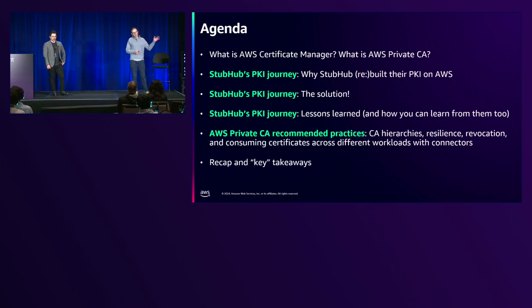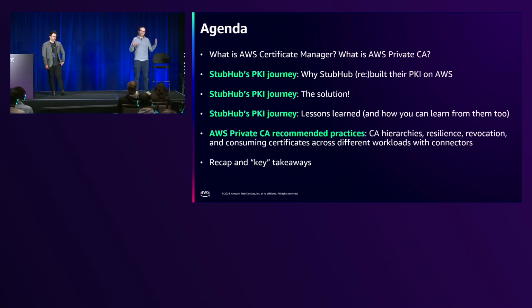Tony will get into StubHub's journey with PKI on AWS, why they rebuilt their PKI on AWS, pun intended, what their objectives were and what the solution ended up being. And most importantly, I think, what were some of the lessons learned after they went through this process? And hopefully, how can you learn from those lessons too? And then we'll also talk a little bit about some recommended practices.